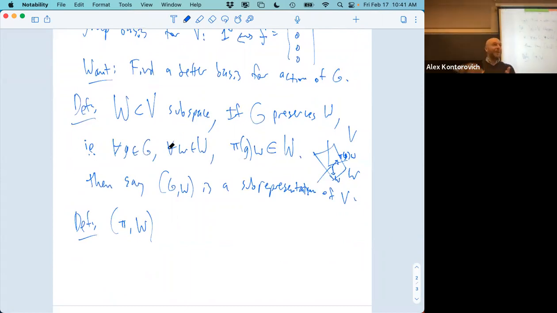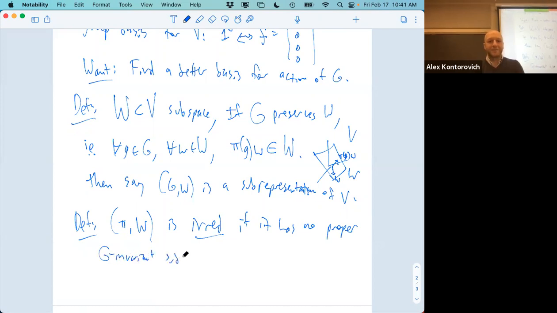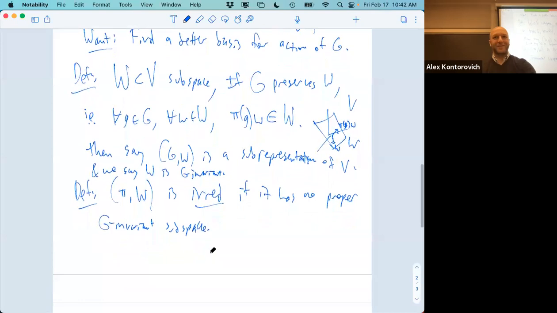If you have a subspace that's being preserved by the group action, then that's a sub-representation. And we say it is irreducible if it has no proper, meaning it's not the whole space and it's not the zero vector, no proper G-invariant subspace. So if G preserves it, then this is a sub-representation, and we say W is G-invariant. So far, so good.